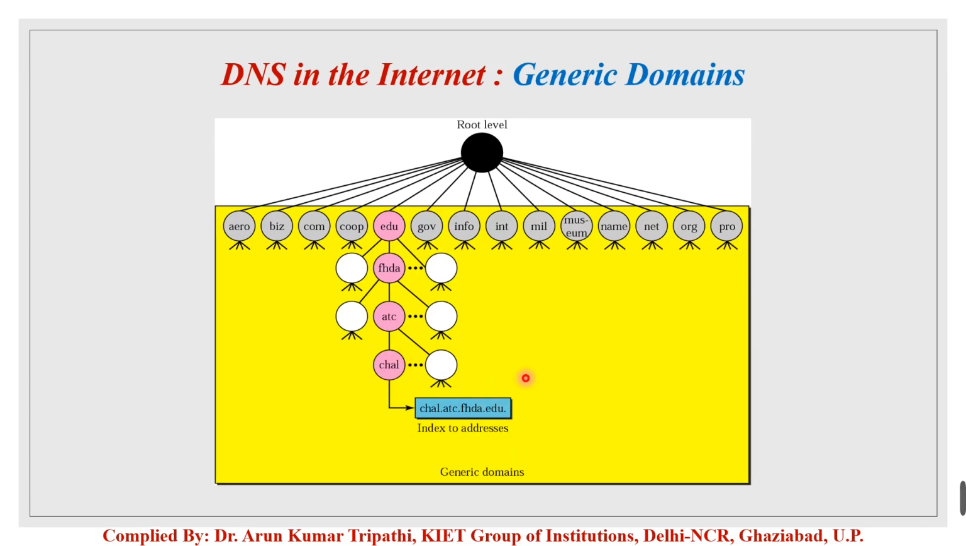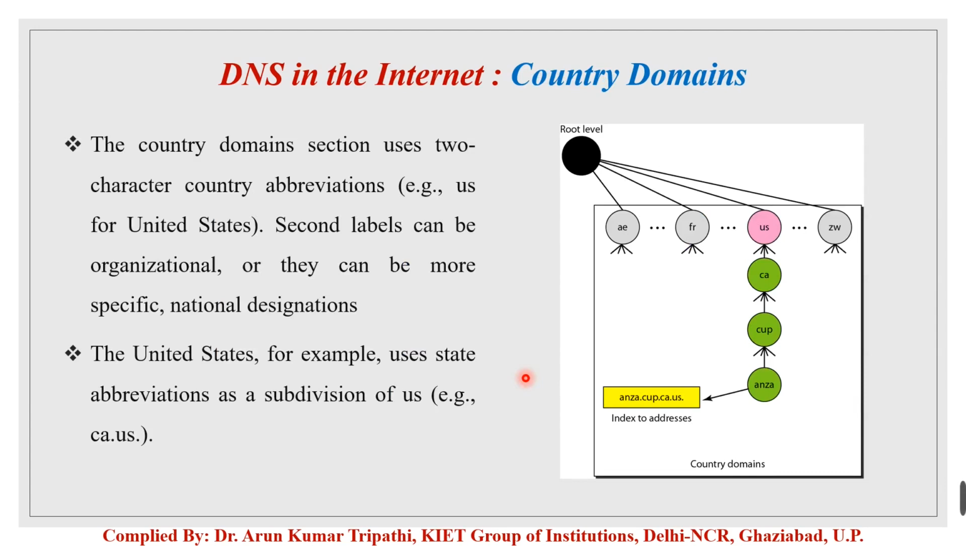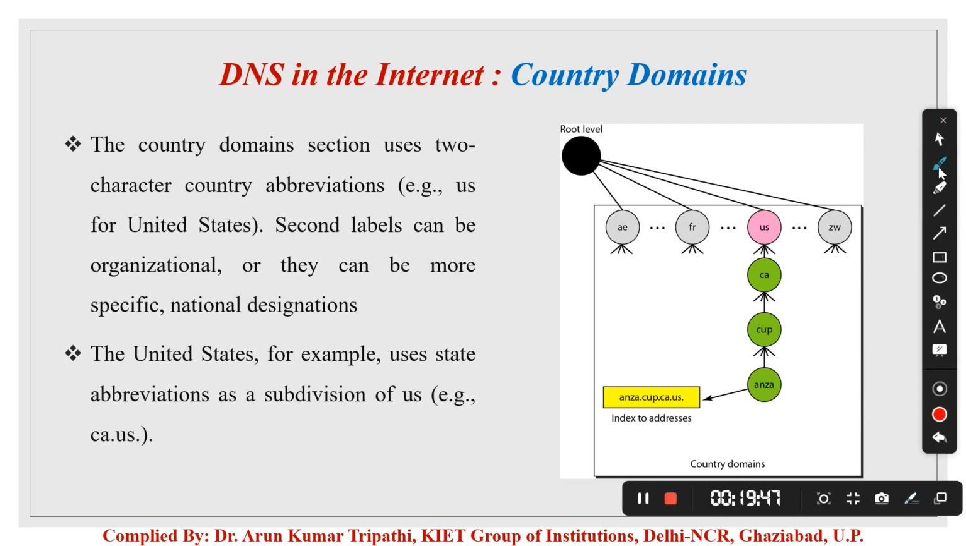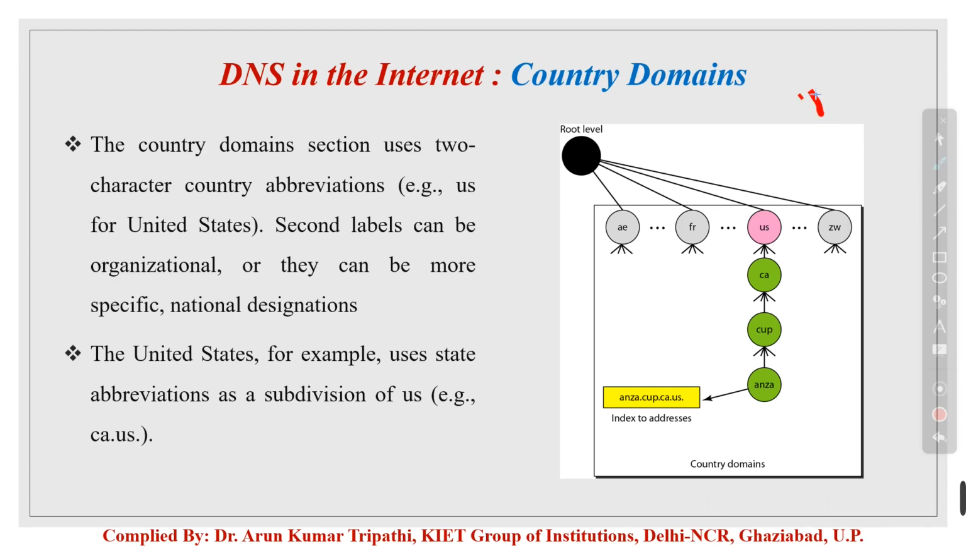The next one is the country-wide domain name. So the country name comes first, and then the type of organization will come. For example, .in, .us, .uk, .au for Australia, and so on. So if I am using the address .in, it means I am talking about India.